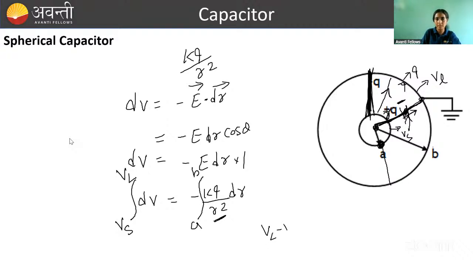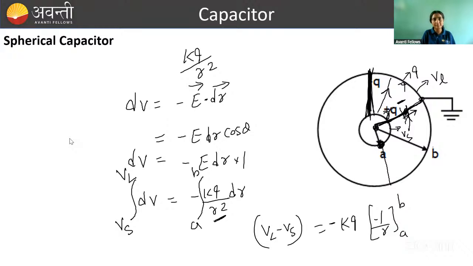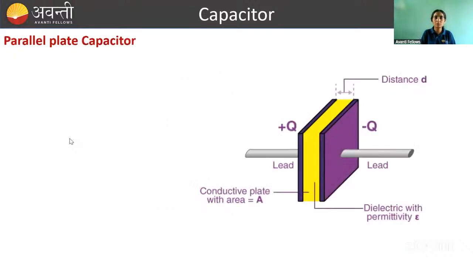यहाँ पे VL minus Vs तुम्हारा क्या आ जाएगा? KQ को कॉमन ले लो नेगेटिव साइन के साथ, -1/R A to B. ठीक है. You will solve, you get the same result. ठीक है. So this way also we can do.